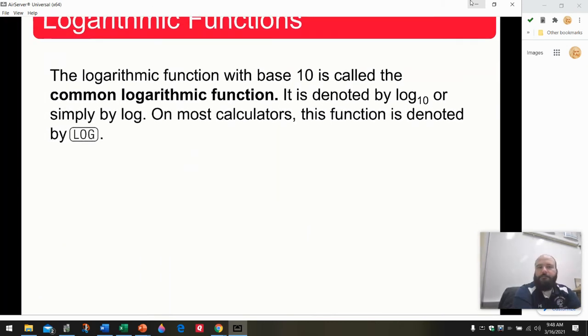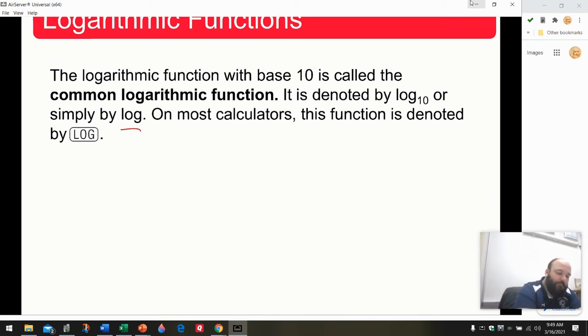Now, as a side note, if you have a logarithmic function with a base 10, it is called the common logarithmic function. It is typically denoted just by log. So if you look at the key on your calculator, it says log. That is log base 10. If the base of the log is different than 10, you have to use a different formula, which I will show you in a subsequent video.